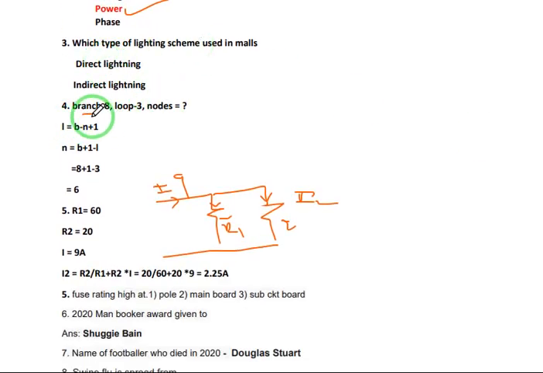And fourth question, 8 branches given, 3 loops given, and you have to calculate the nodes. You know the formula L equals B minus N plus 1. Based on this formula, we can calculate the number of nodes: N equals B plus 1 minus L. Just substitute here and you will get 6 as the correct answer.